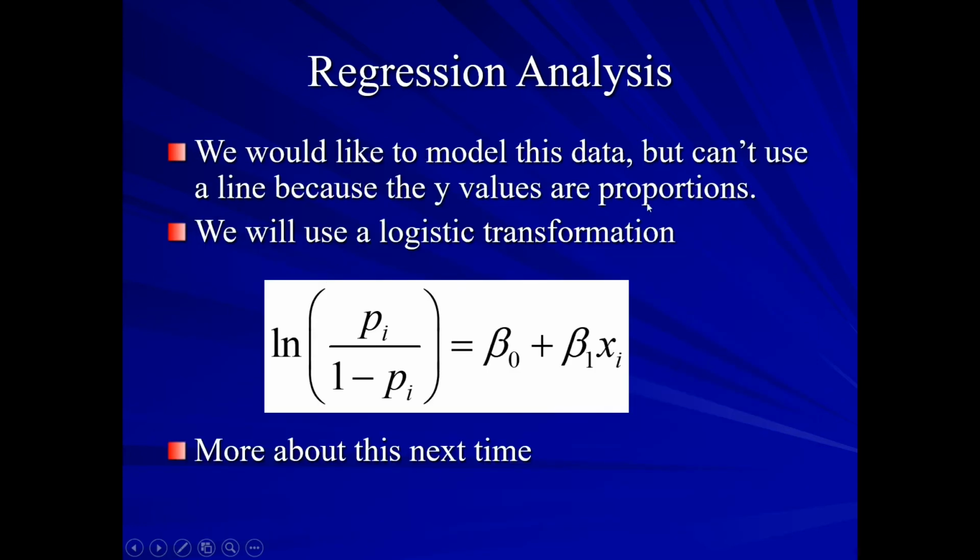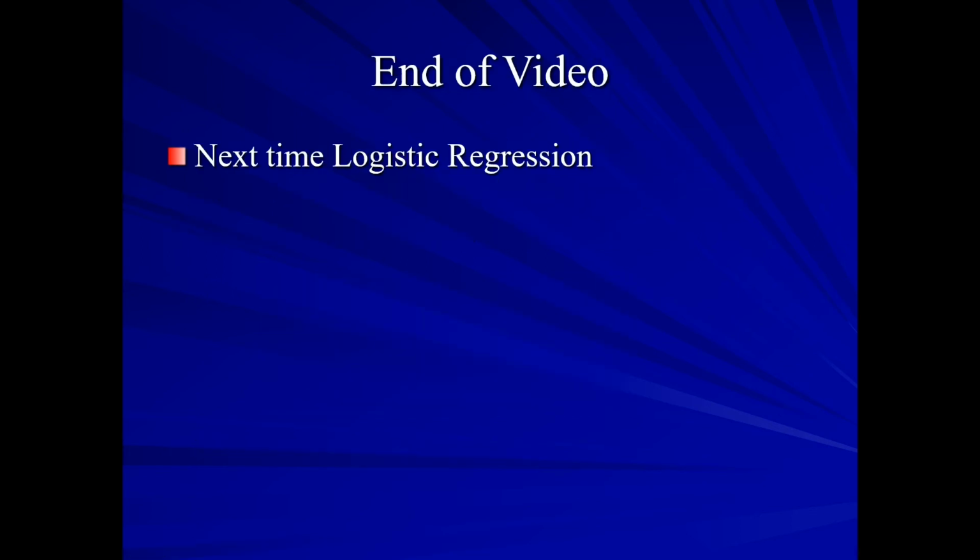And we'd like to model this data, but we can't do this with a straight line because our y values are proportions. So we're going to use what's called the logistic regression transformation. And so we're going to take the natural log of the proportion of successes over the proportion of failures, and that's going to equal beta 0 plus beta 1 times xi. And we will discuss more on this in our next video. Let's take a look at how we can do some of these things in R.